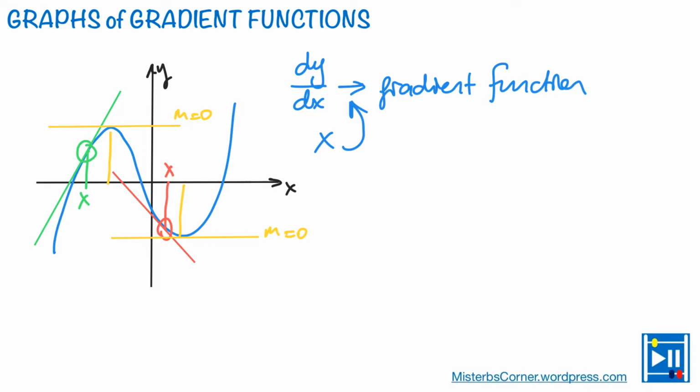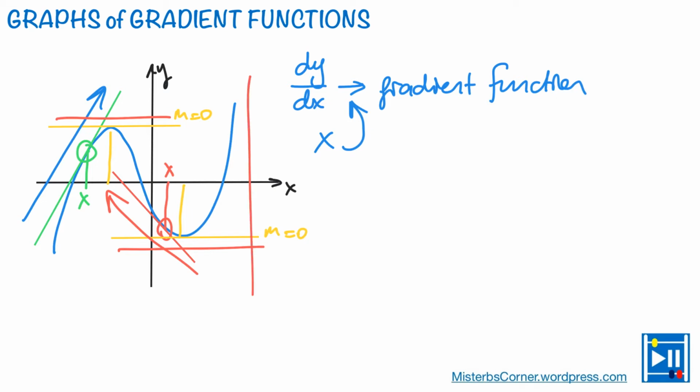Now, one other observation is that when you have the tangent lines drawn approximately in this direction, you get a positive gradient. When the tangent lines are drawn in this direction, they have a negative gradient. We know that the horizontal tangent lines have the gradient to be 0. And if you have a vertical line, then the gradient is undefined.